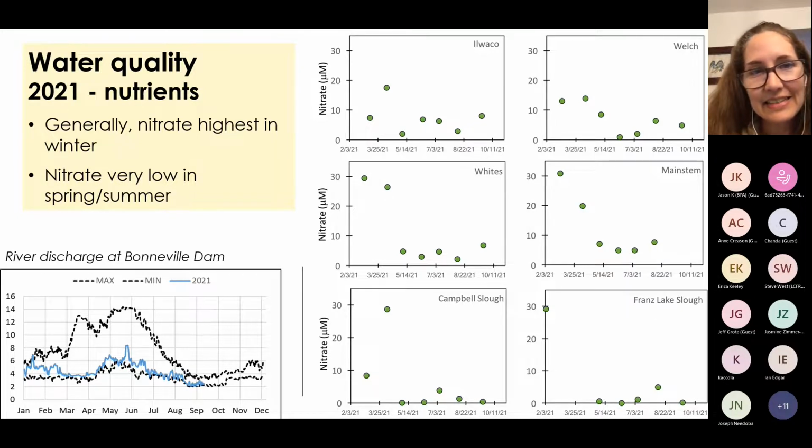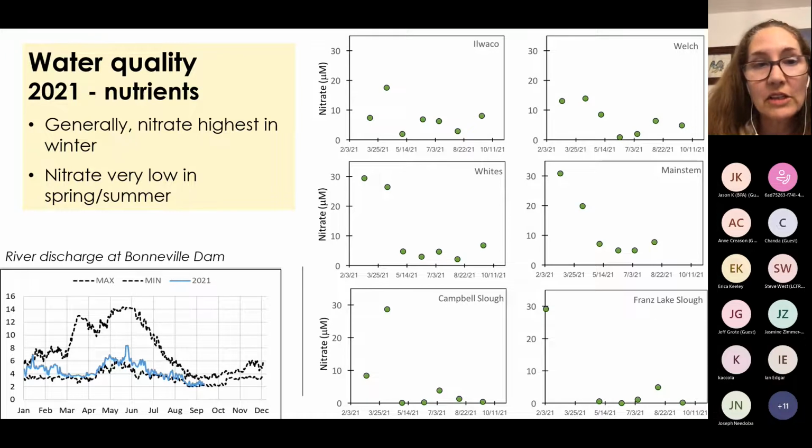As a result, and I know you can't really read what's in these graphs, these are the 5 EMP sites: Ilwaco, Welch, Whites, Campbell, and Franz Lake Slough, and then a Mainstem in the middle just to compare. What this is showing is that levels of nitrate are high in the winter, and they tend to decline as aquatic primary producers draw down those nutrients and start to grow themselves.